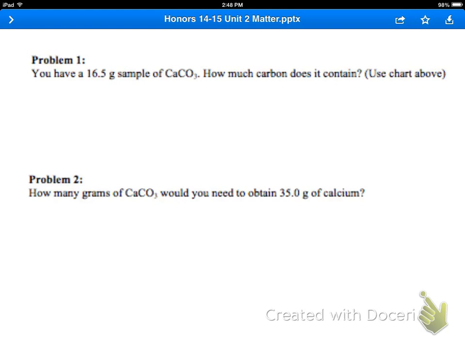So here are some math problems, and I would definitely use a ratio form here. Go through, use the chart on your page to figure out questions about calcium carbonate with different amounts. So here we have a sample that's 16.5 grams. How much carbon would it have? Use a ratio in the chart above, and stop your tape, go through and try to figure these out, and then turn it back on and check and see how you did.